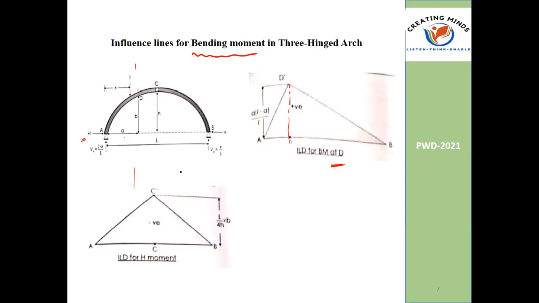Generally, if it is a parabolic arch, the height value is generally given by 4HX into (L minus X) divided by L square. This is the height of the parabola. How to determine the equation? This generally they will ask in MCQ. 4HX by L square into (L minus X). You have to remember this equation. Here, instead of Y, you have to take B.